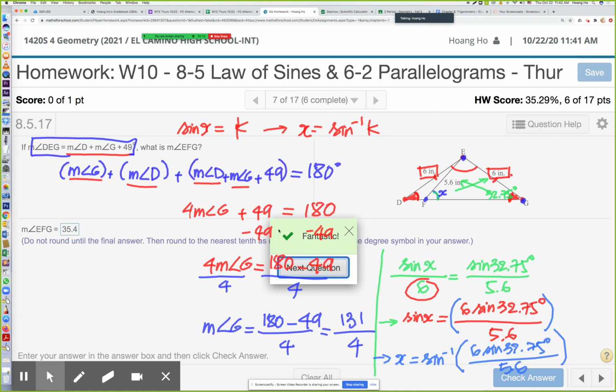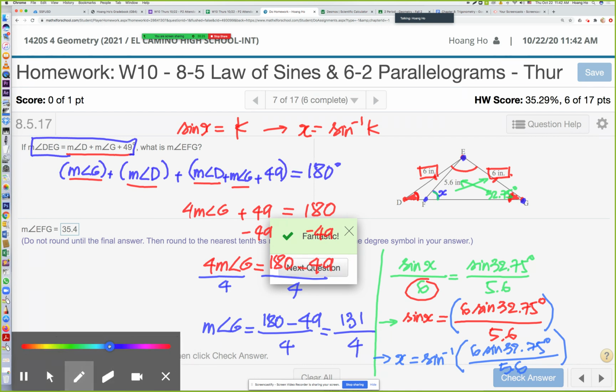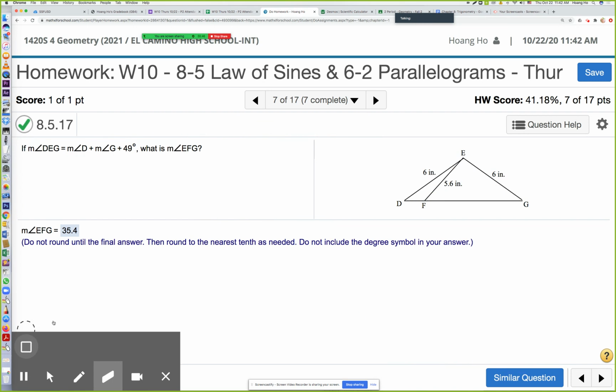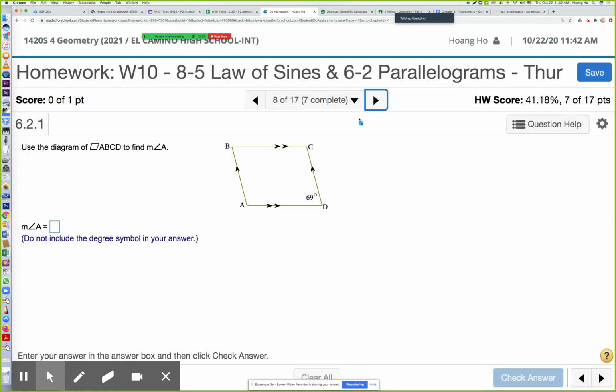If you do this question again, as you can see, for angle G you just take 180 degrees, subtract 49, and divide by 4. That's the value of angle G. Then you set up the equation from the law of sine. I believe that's the last question. Let me clear this out. Let me take a look at the next one. That's it. Any questions before we take a break?